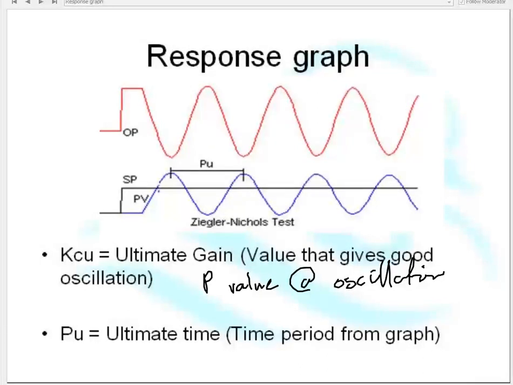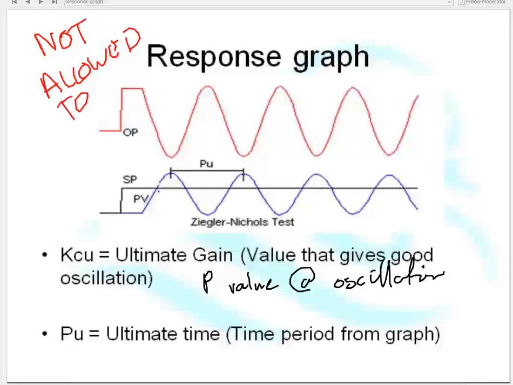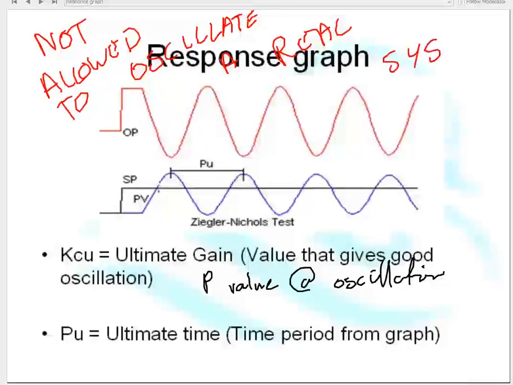Now, once again, I have to emphasize that you are not allowed to oscillate. You're not allowed to oscillate a real system. So you're not actually allowed to do this in the field. The reason I'm teaching you how to do it, well, next time I'll tell you why, when you've had a little bit of a chance to have a practice at some of this stuff.